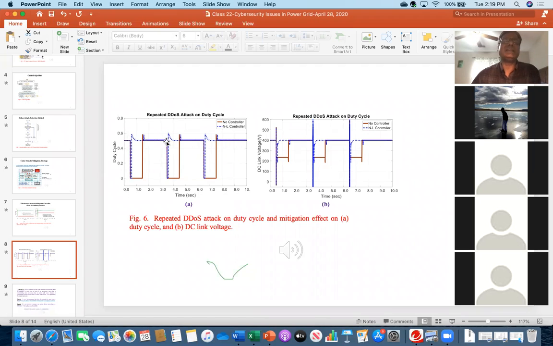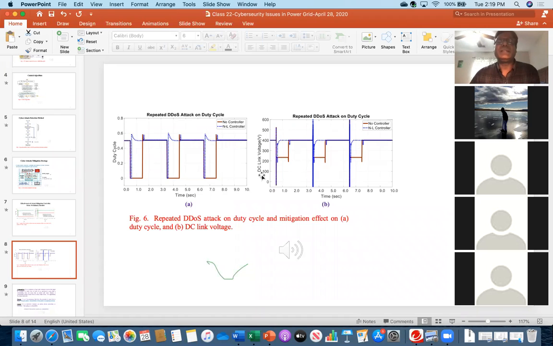Then again there is another attack at 3.5 seconds. Again the intruder changed the value, and again your controller worked. And then again at 6.5 seconds, another attack. So it is called a multiple or repetitive attack. And because there are many attacks, you can see that although the controller is working, there is a little oscillation. But still that is fine.